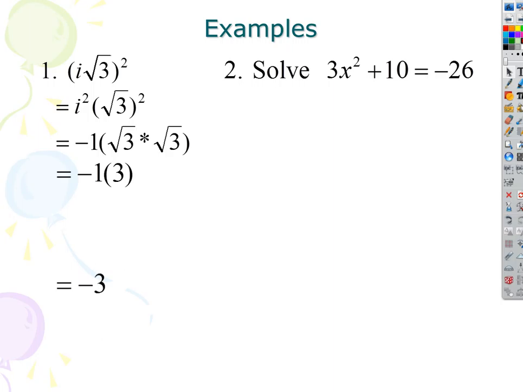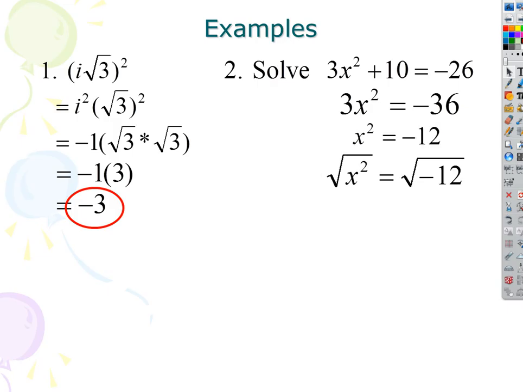Okay, so there's number 1. What about number 2? We started this earlier. You told me to subtract 10 and divide by 3 and square root, and we got stuck here. Now we can maybe finish this off though. So what is my answer going to be? I'm going to get a plus or minus what?